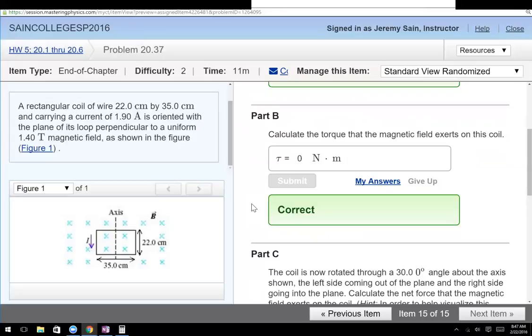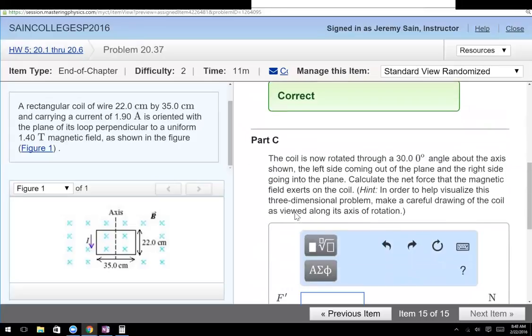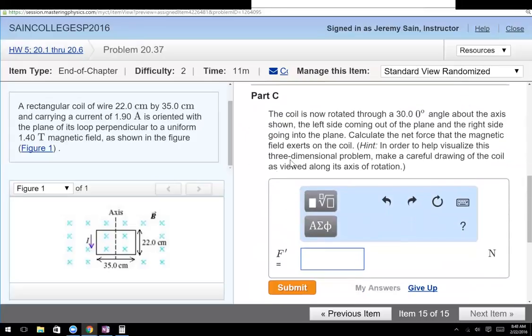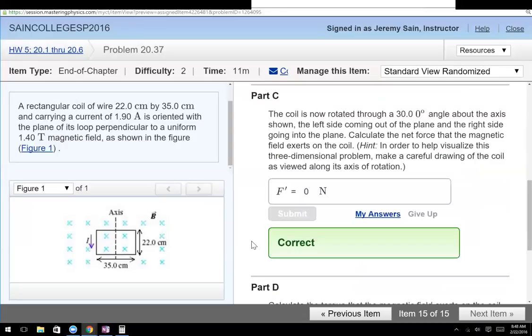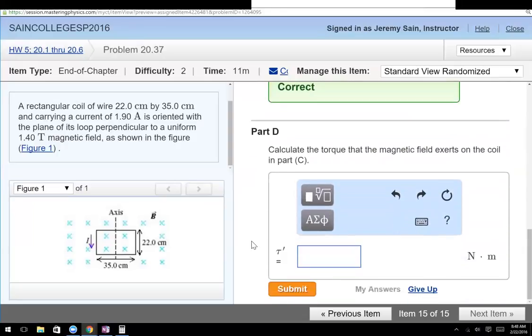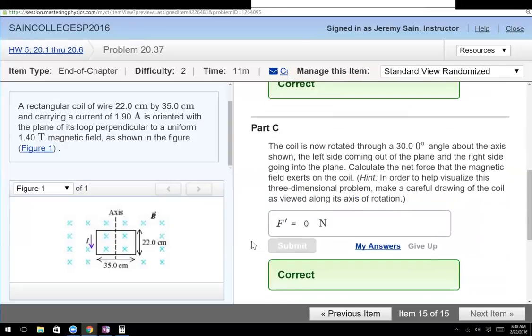What's going to change is here in this next one, about the axis, calculate the force. So the force is still going to be 0. In the grand scheme of things, everything's going to cancel out. What's not going to be 0 is the torque. So if I take this whole thing and I rotate it 30 degrees about the axis, the left side coming out of the plane, the right going in.